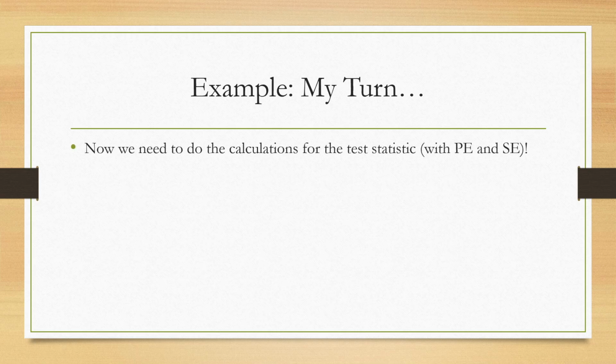All right, so now we need to go do the calculations for the test statistic with the point estimate and the standard error. So remember our equation, we take that point estimate, x bar, we subtract the null hypothesized mean value, and then divide by that standard error value, sigma divided by the square root of n.